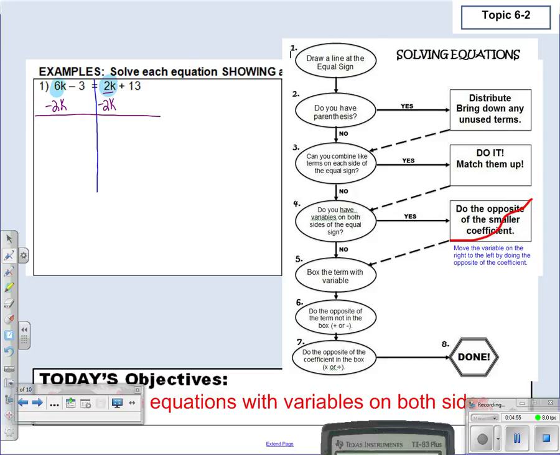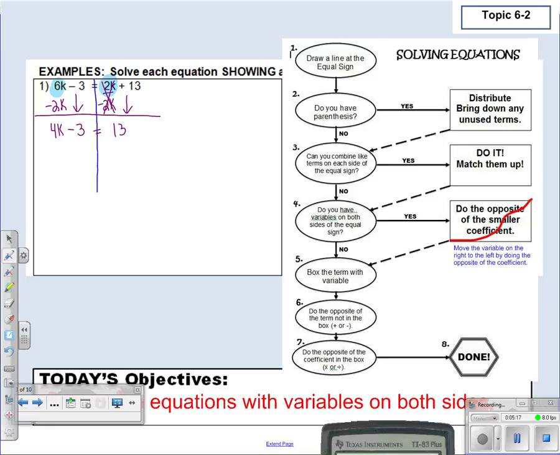The left side, 6k minus 2k gives us 4k. The minus 3, we didn't do anything, so I bring it down. 2k minus 2k will be equal to 0, and I still have a positive 13. I will bring that down. So my equation now is 4k minus 3 equals 13.